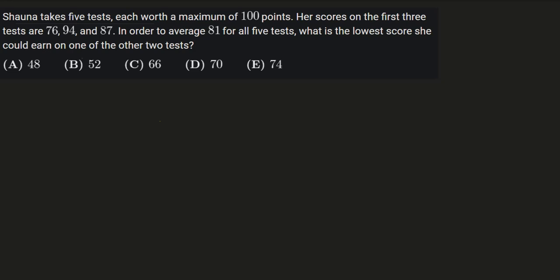Let's look at this problem. Shauna takes 5 tests, each worth a maximum of 100 points. Her scores on the first 3 tests are 76, 94, and 87. In order to average 81 for all 5 tests, what is the lowest score she could earn on one of the other 2 tests? This is a typical problem about average.